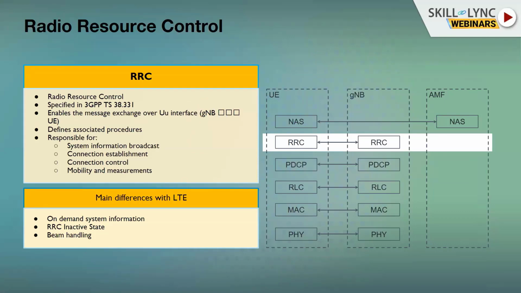The technical specifications, as mentioned here in 3GPP, have the first version in December 2017 and March 2018, and full standalone 5G RRC in June 2018. The RRC takes care of the system information broadcast, connection establishment, connection control, mobility, and measurement. Further, RRC in 5G NR supports on-demand system information provision.